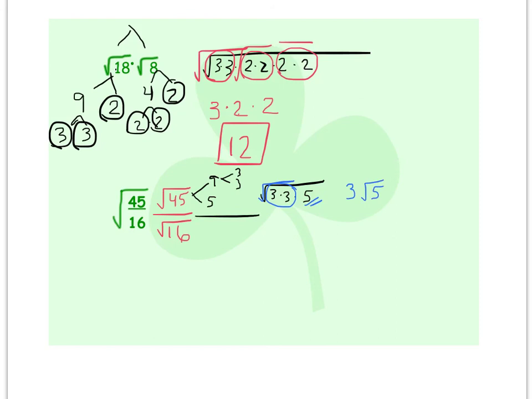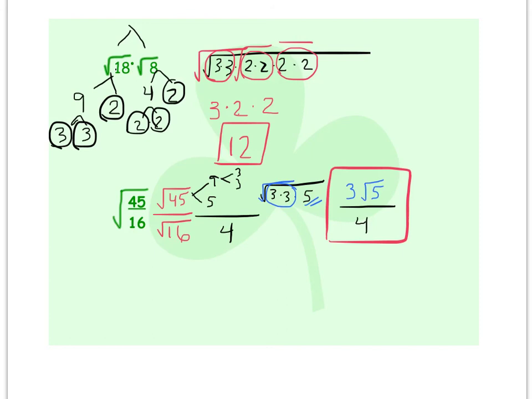The square root of 16. I could make a factor tree, 4 times 4, but I also know the square root of 16 is 4 by definition. So to finish it up, the square root of 45 was 3 square root of 5, divided by the square root of 16, which was 4. Final answer. If it started as a fraction, my answer must remain as a fraction.